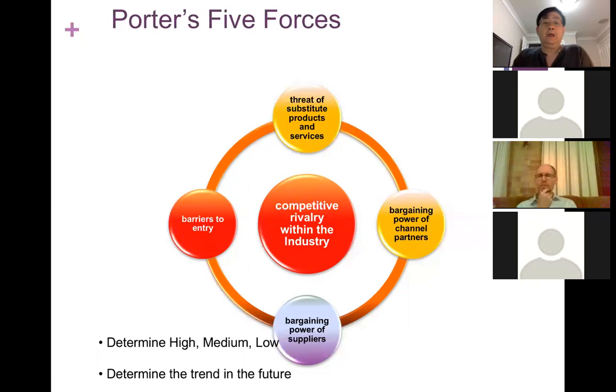The next one is the bargaining power of the suppliers. The bargaining power of the suppliers is actually the flip side of the coin if you compare it to the bargaining power of the buyers. If we have options, if we have more suppliers, then we are in a better bargaining position. So it is not about the size of the company.